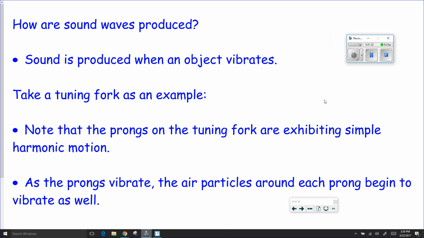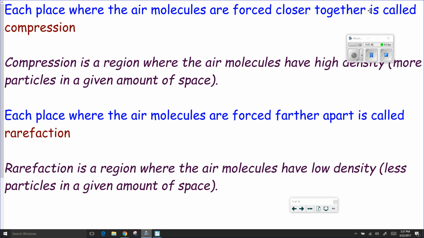So sound is produced when the air particles around the object that is doing the oscillating compress and rarefact those air particles in longitudinal waves. So here's the definition of rarefaction and compression. Compression is a region where the air molecules have a higher density. Every time you have an area where the air particles are at a lower density, that's called rarefaction. And how this is actually related to a sine wave graph, we'll see on the next slide.